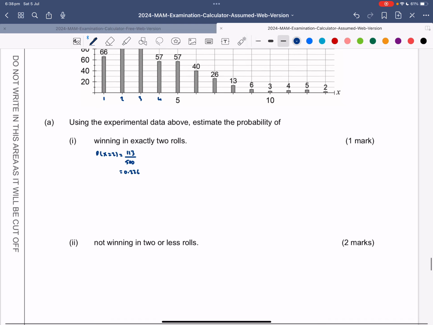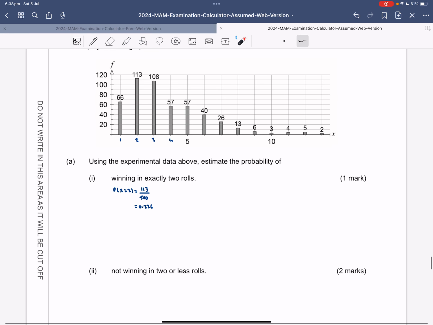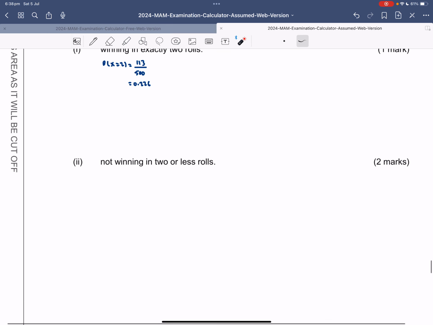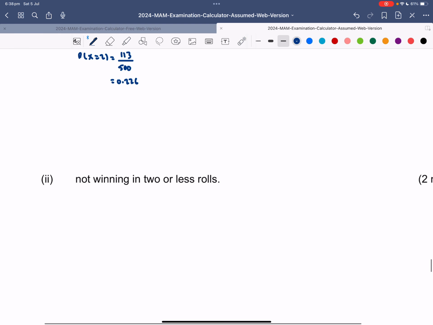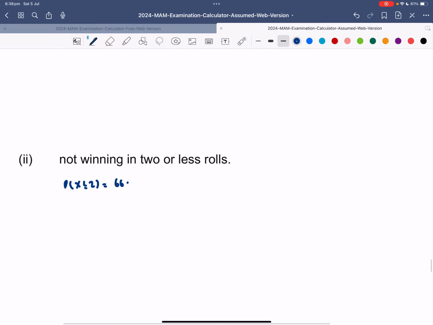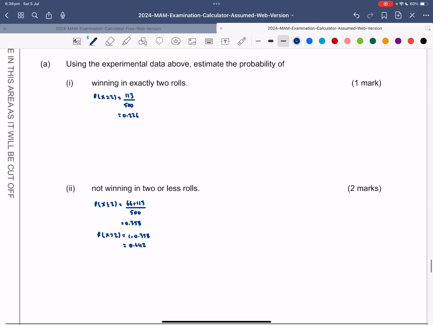Now, the probability of not winning in 2 or less rolls. I could add all these up, but that seems like a significant trek, so it'll be easier just to go the other way around. First I'll find the probability of winning in less than or equal to 2 rolls. That's 66 plus 113 divided by 500, which as a decimal is 0.358 exact. We want the complement of that scenario, the probability of not winning in 2 or less rolls, meaning winning in 3 or more. So 1 take 0.358 is 0.642.